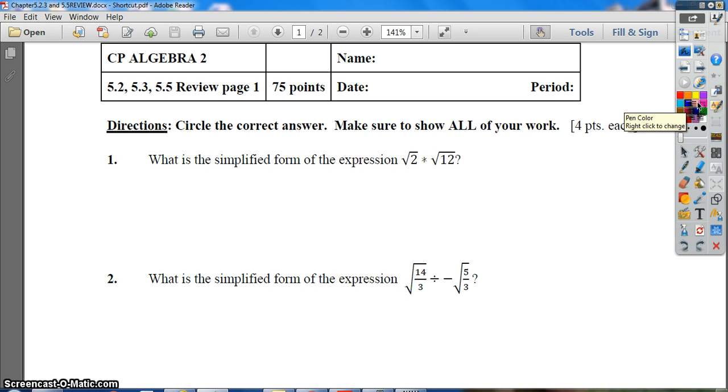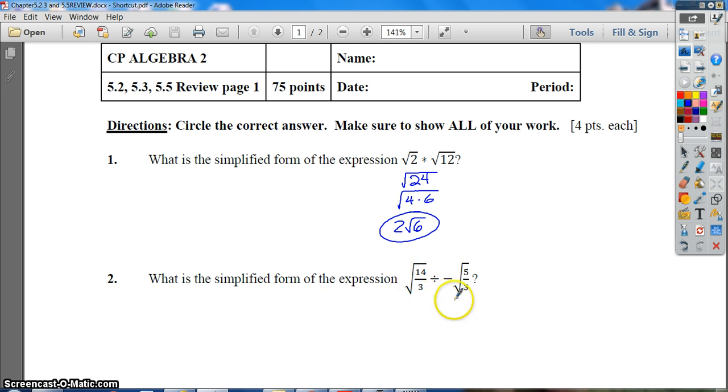First thing we're going to do is 2 times 12, which is 24, which is going to be 4 times 6, which then would be 2 root 6. That's finished for number 1. Keep it simple, guys. Try to keep it straight ahead.